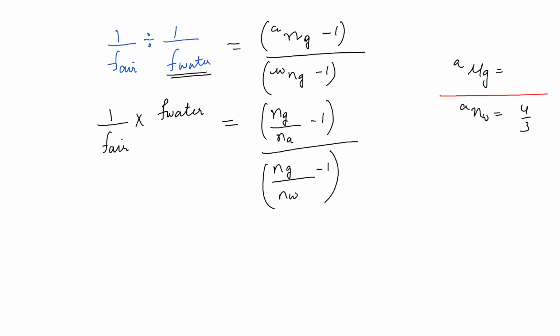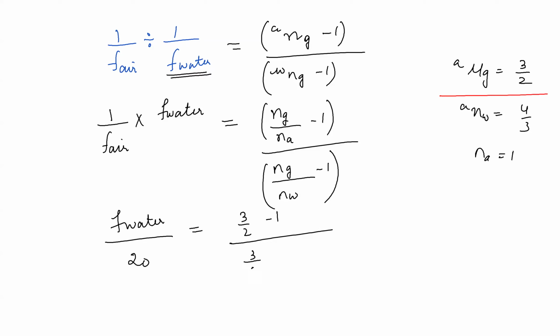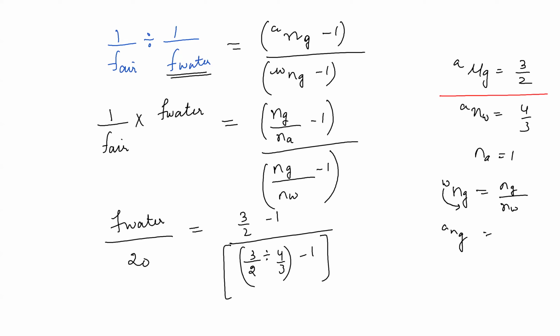So you put in the values. Focal length in water we have to calculate; in air, the focal length is 20 centimeters. Air refractive index is 1. So Ng, I'm going to write it down as 3 by 2 minus 1, divided by Ng 3 by 2 divided by Nw 4 by 3 minus 1. Because the light is entering from water to glass, I am going to write this down as Ng by Nw.